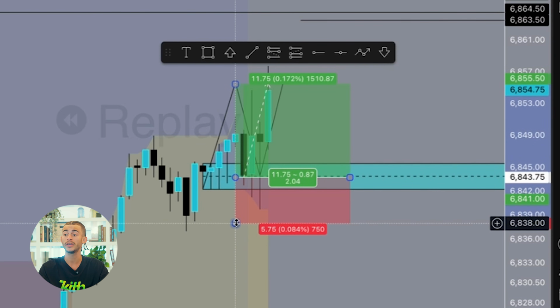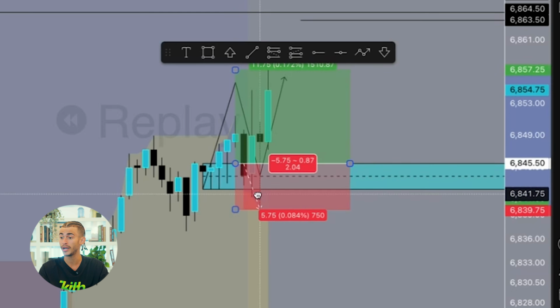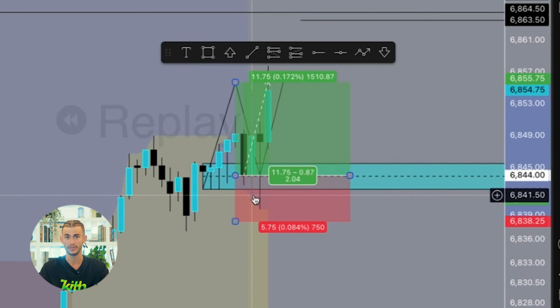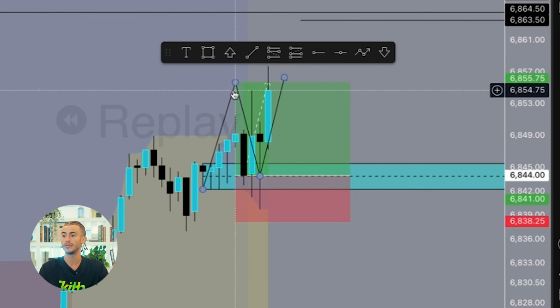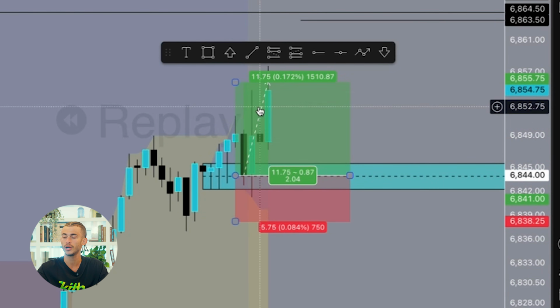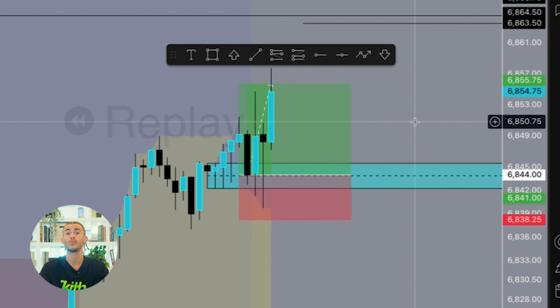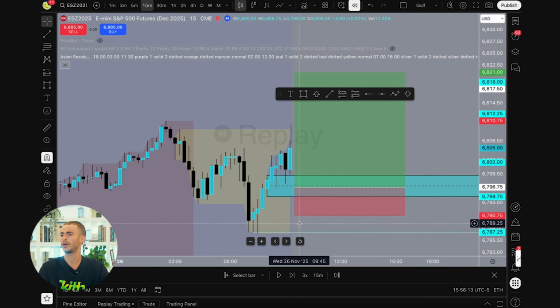I saw some people in my Instagram comments say, oh, I got stopped out, because they entered at the top of the zone. They did not pay attention and listen to me when I tell them to enter at the midpoint of the zone. So this trade ended up giving us a beautiful 1-to-2 risk to reward ratio. I usually like to target a 1-to-3, but the market was pretty choppy this morning, so I was okay with a 1-to-2.